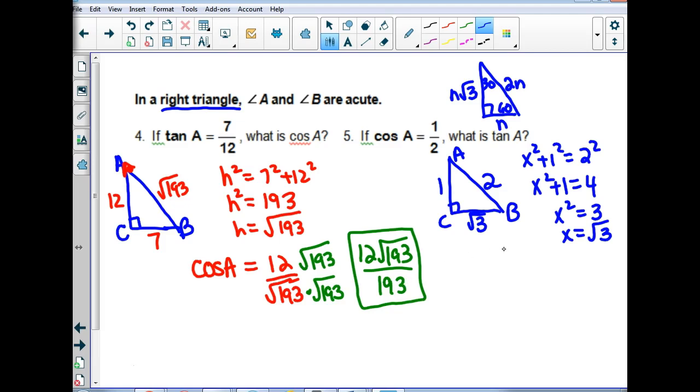Okay, all right, so anyway, let's do what we need to do here. What's the tangent of A? Go up to A, it'd be opposite over adjacent, so it's just the square root of 3, or square root of 3 over 1.